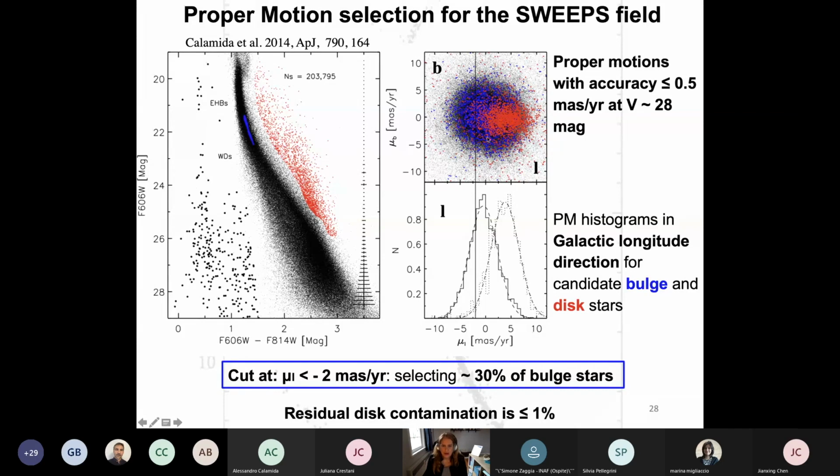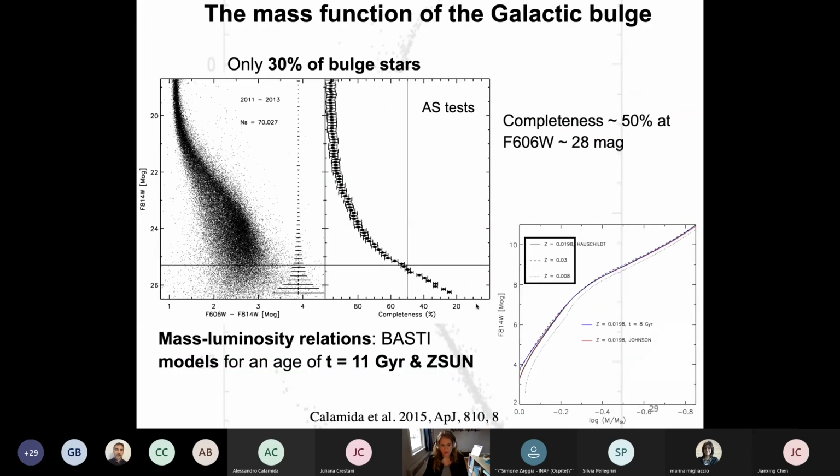These stars actually overlap with the bulge stars in this diagram. However, if you look at the longitude direction here, the 2 peaks of the bulge and the disk are actually separated. So what we did, we said, okay, let's select only 30% of bulge stars, a very small fraction, but then we are essentially free of this contamination. This contamination is less than 1% by selecting only these stars. We highly decreased the number of bulge stars, but we really wanted to select only this stellar population component. We didn't want any main sequence stars.